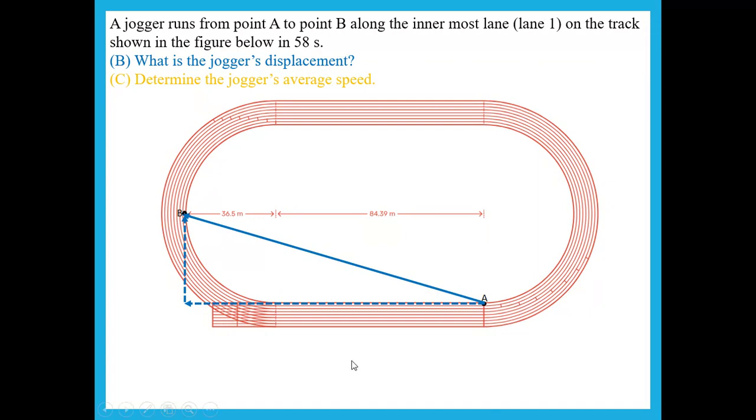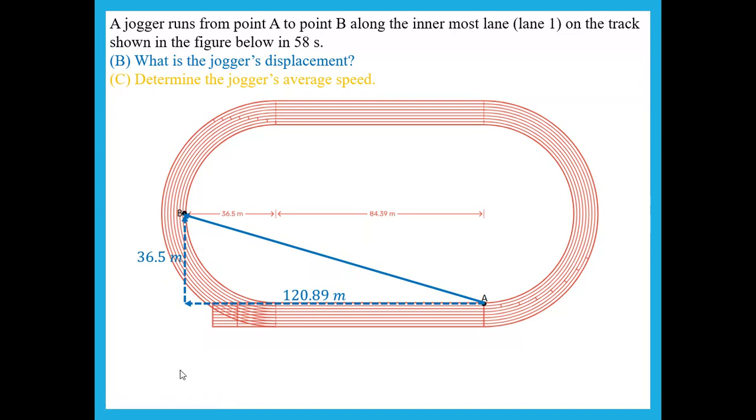To do that, I'm just going to make it into a right triangle. So the information here is given. The base here is going to be 120.89. That's because I need to add both these lengths in the diagram to give me this full length on the bottom. And then the rise here would just be the radius of the circle, which is given as 36.5 meters.